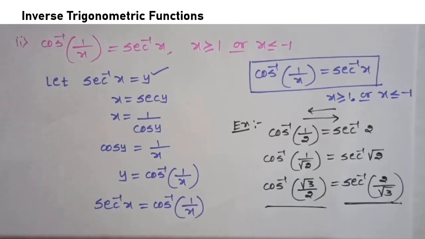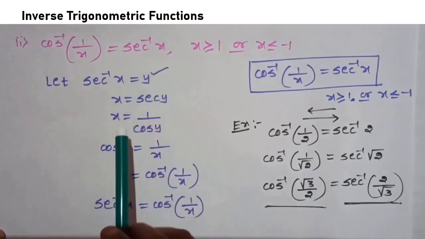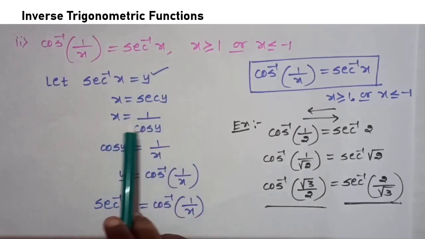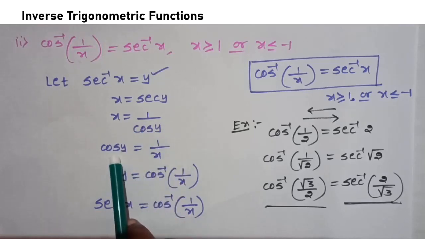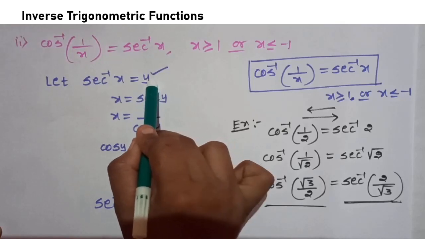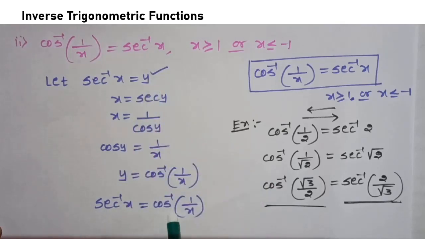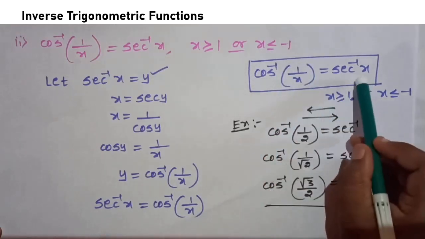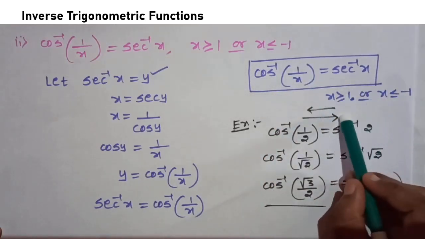What is that property? Cos inverse 1 by x is equal to secant inverse x. So how to prove this one? Let me take secant inverse x is equal to y, x is equal to secant y, therefore x is equal to 1 by cos y, therefore cos y is equal to 1 by x, therefore we can write y is equal to cos inverse 1 by x. Then this y is nothing but secant inverse x. Therefore secant inverse x is equal to cos inverse 1 by x. Therefore cos inverse 1 by x is equal to secant inverse x.